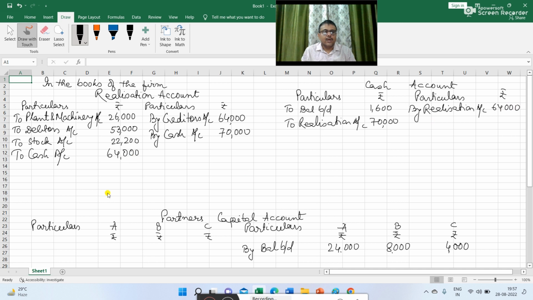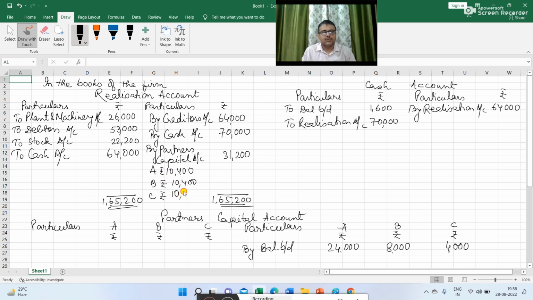Now we are going to close the realization account. So we have a loss in realization, and the amount of loss will be transferred to partner's capital account. So total of the debit side is 1,65,200, and loss on realization is 31,200. So by partner's capital account A, B and C. So 31,200 will be shared among A, B and C equally, because the PL ratio, that is the profit sharing ratio among the partners, is equal, that is 1:1:1. So 10,400 will be shared by A, 10,400 will be shared by B, and 10,400 will be shared by C. So here we have closed the realization account.